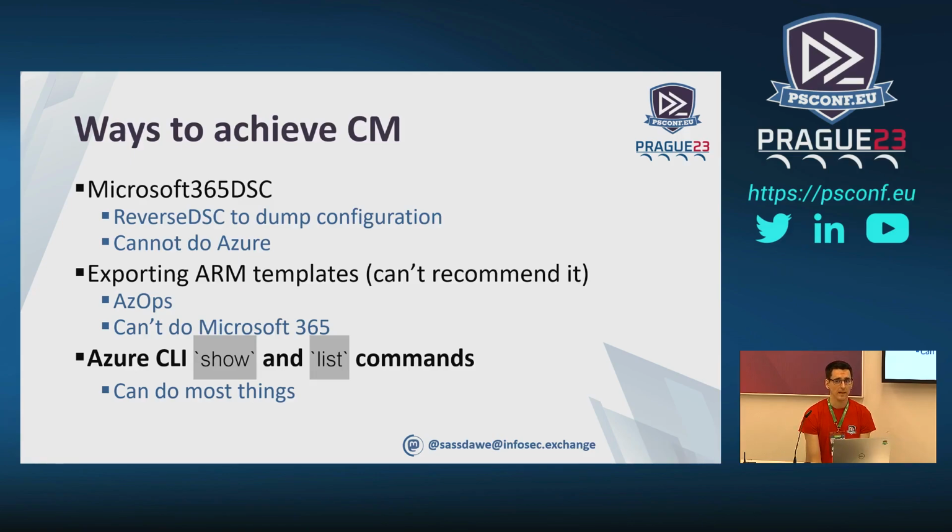Exporting ARM templates is an option. It can help in some cases. I wouldn't recommend it because it's very verbose. Like if it's an Azure App Service, which is being backed up every hour by Azure, and you cannot turn that backup off, in the ARM template you will get the list of all of those backups going back forever. And that's very much not useful.